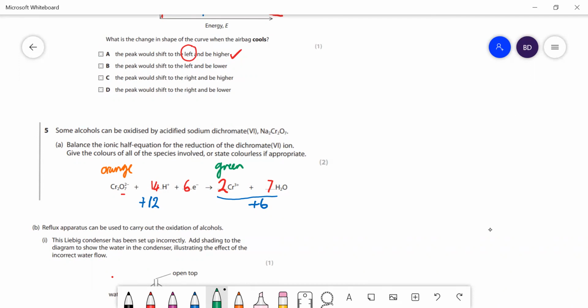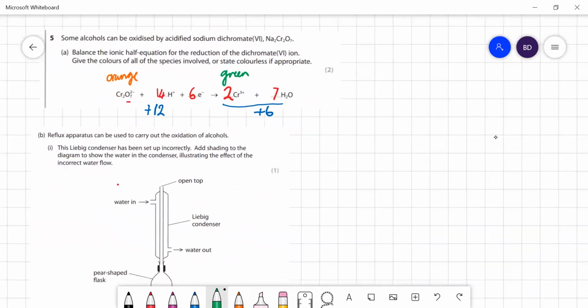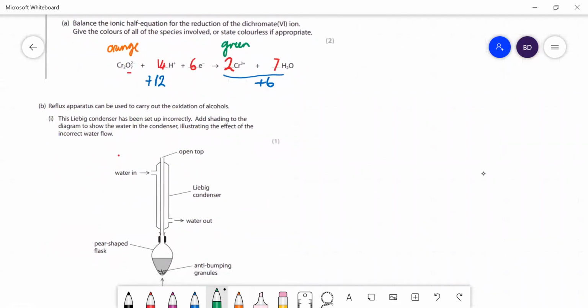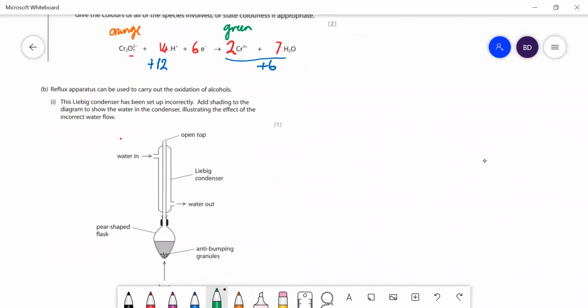Okay, refluxing to carry out the oxidation of alcohols. This Liebig condenser has been set up incorrectly. Add shading to show the water flow in the condenser. Right, what's wrong here is the water should be coming in at the bottom there, so that the water level fills up the entire jacket. And the water should be coming out at the top.